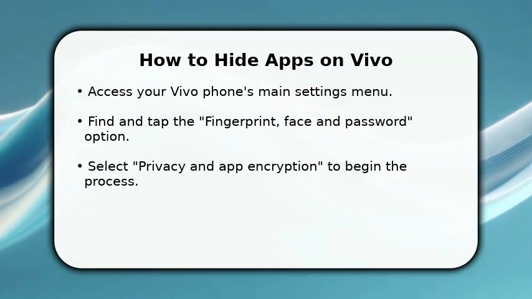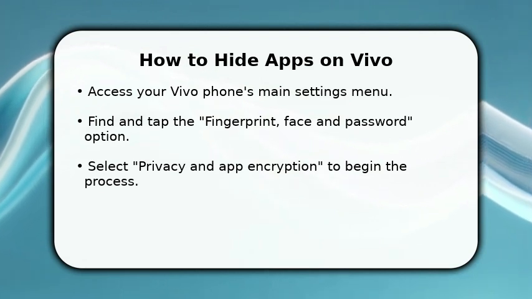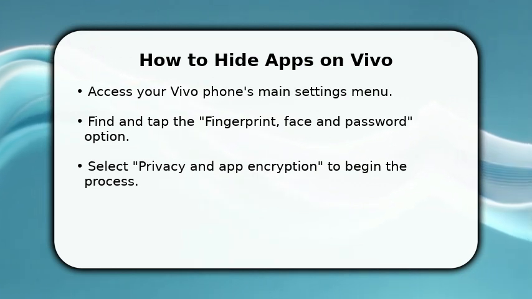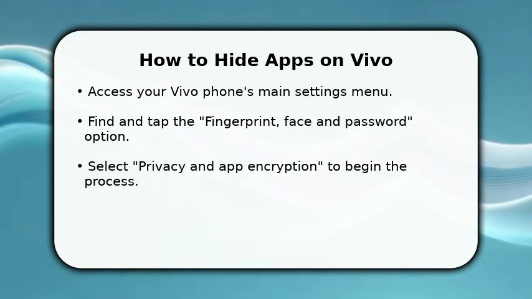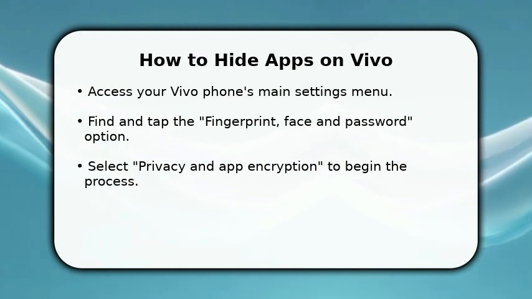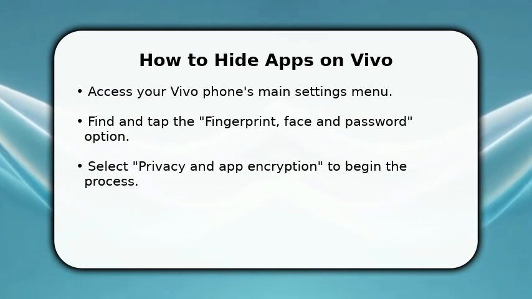First, open your phone settings. Scroll down and tap on Fingerprint, Face, and Password. This is your gateway to enhanced security features. Next, you will see an option called Privacy and App Encryption. Tap on this to move to the next crucial step. This initial setup is quick and straightforward, taking only a few moments to complete and ensuring your privacy.